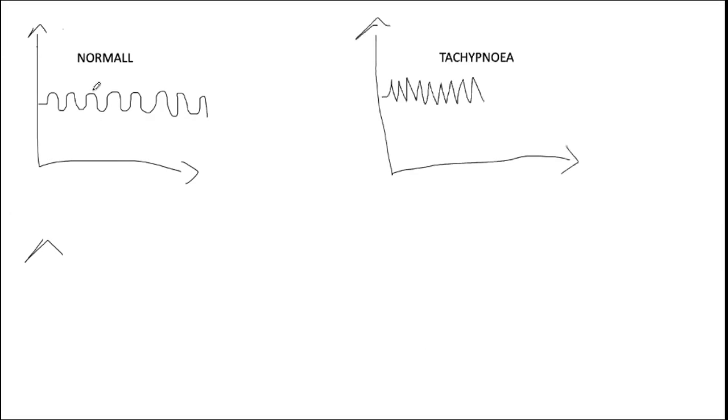So now let's look at when you're breathing very fast. This is how it looks. The number of waves per minute are higher than usual. So this we call tachypnea. Tachy means fast. So tachypnea means a fast breath. And you can see how the waves look. They're very close to each other.